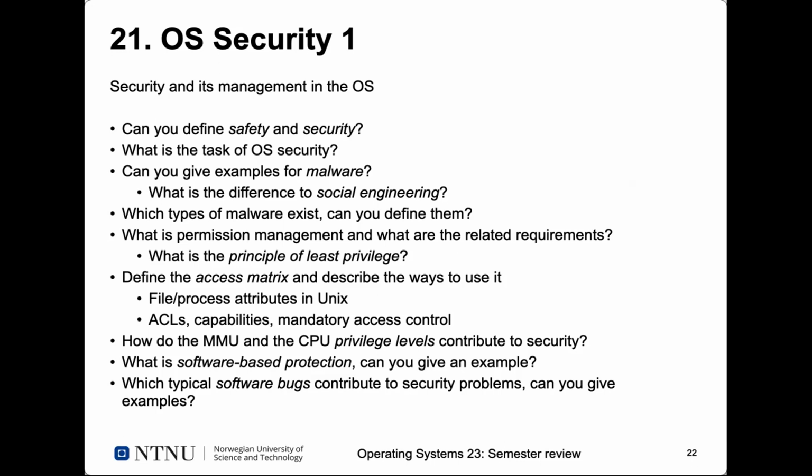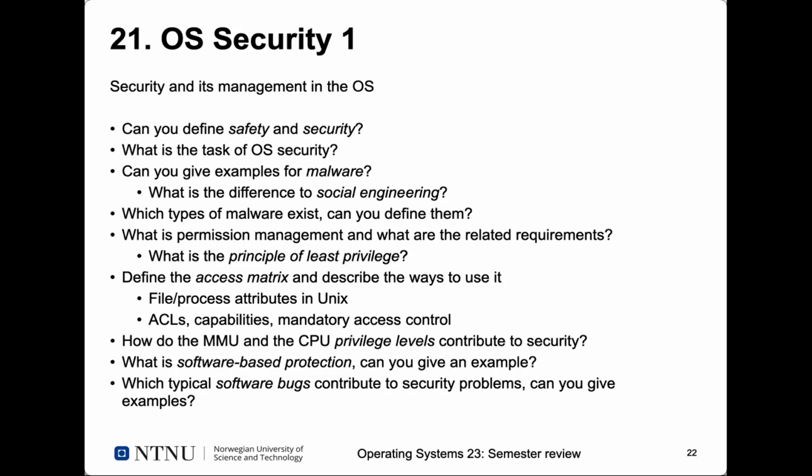We already discussed this, and then we discussed the basic ways for an operating system to ensure some sort of security. So permission management, related requirement, the principle of least privilege. How do we model permissions? We have the access matrix. And then we have different ways to use it, like file process attributes in Unix is one way to read the matrix. Access control lists, capabilities are other ways to read the matrix.